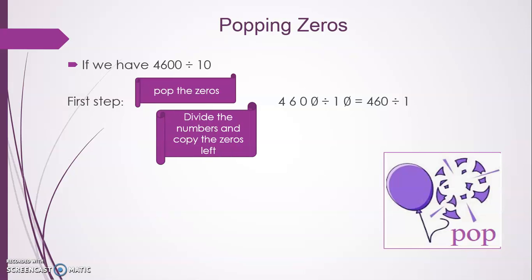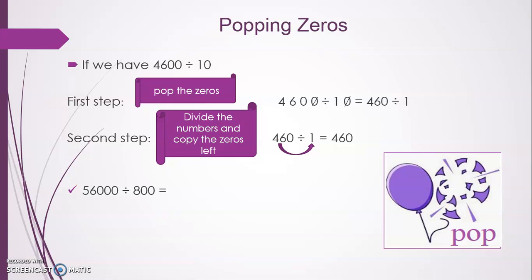Second step, divide the numbers and copy the zeros left. I have 460 divided by 1. I divide 46 divided by 1 gives us 46 and I want to copy the zeros. How many zeros do I have? I have only 1 zero. I write it beside the 46 and the answer will be 460.